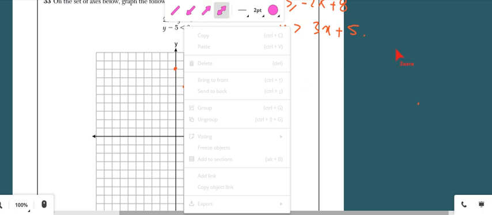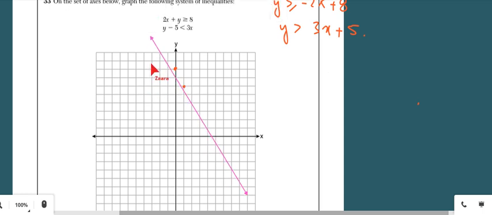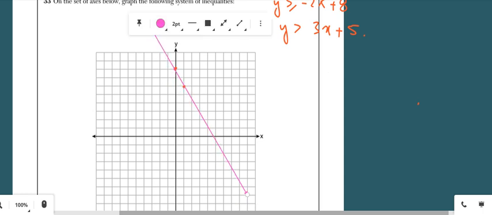You forget. Now it is a solid line, right? Because it has less than or greater than or equals to. So from one side it is less than or equal, from the other side it is greater than or equal. So we will make a solid line. Clear?